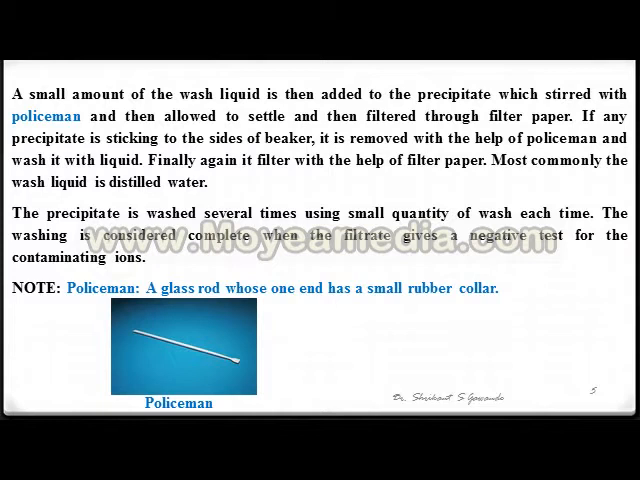Most commonly, the wash liquid is distilled water. The precipitate is washed several times, using a small quantity of wash liquid each time. The washing is considered complete when the filtrate gives a negative test for the contaminating ions. Here we use the word policeman: a glass rod whose one end has a small rubber collar.